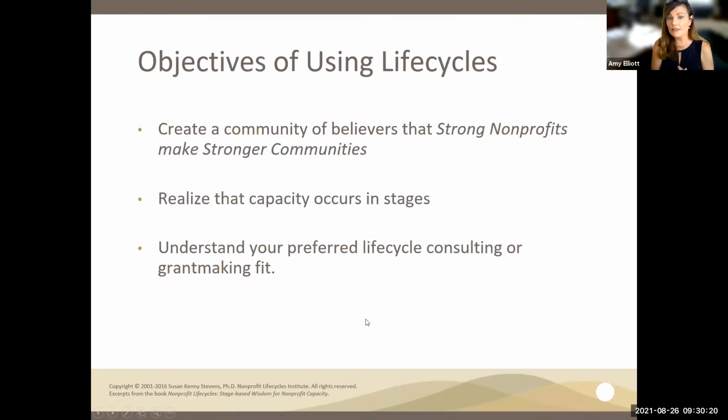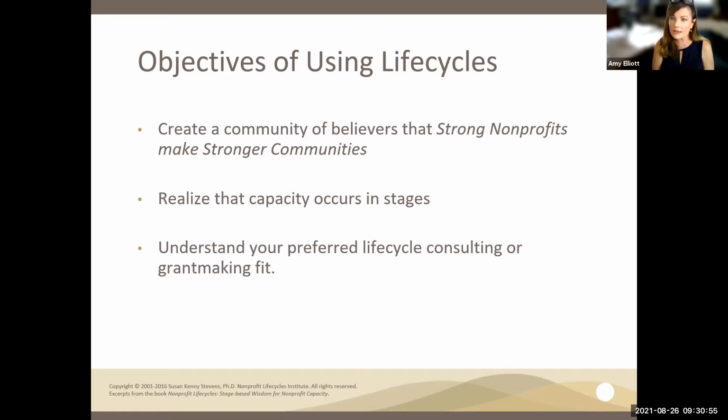So again, the objective is to make your nonprofit strong so that we can make your community strong. And we want to make sure that you realize that capacity occurs in stages. It doesn't happen overnight, and it's not supposed to happen overnight. If you tried to take an organization that you started last week to maturity right away, if you possibly had the money and energy to do that, I can't imagine how that would possibly progress.